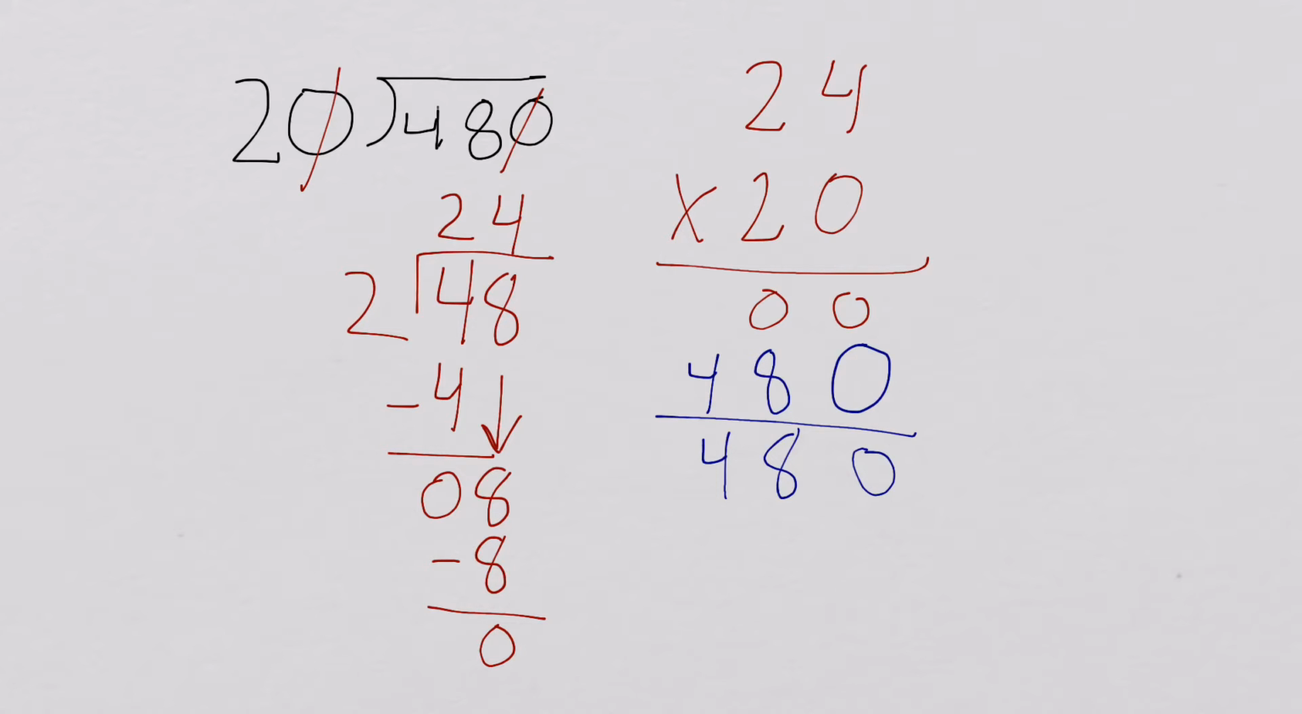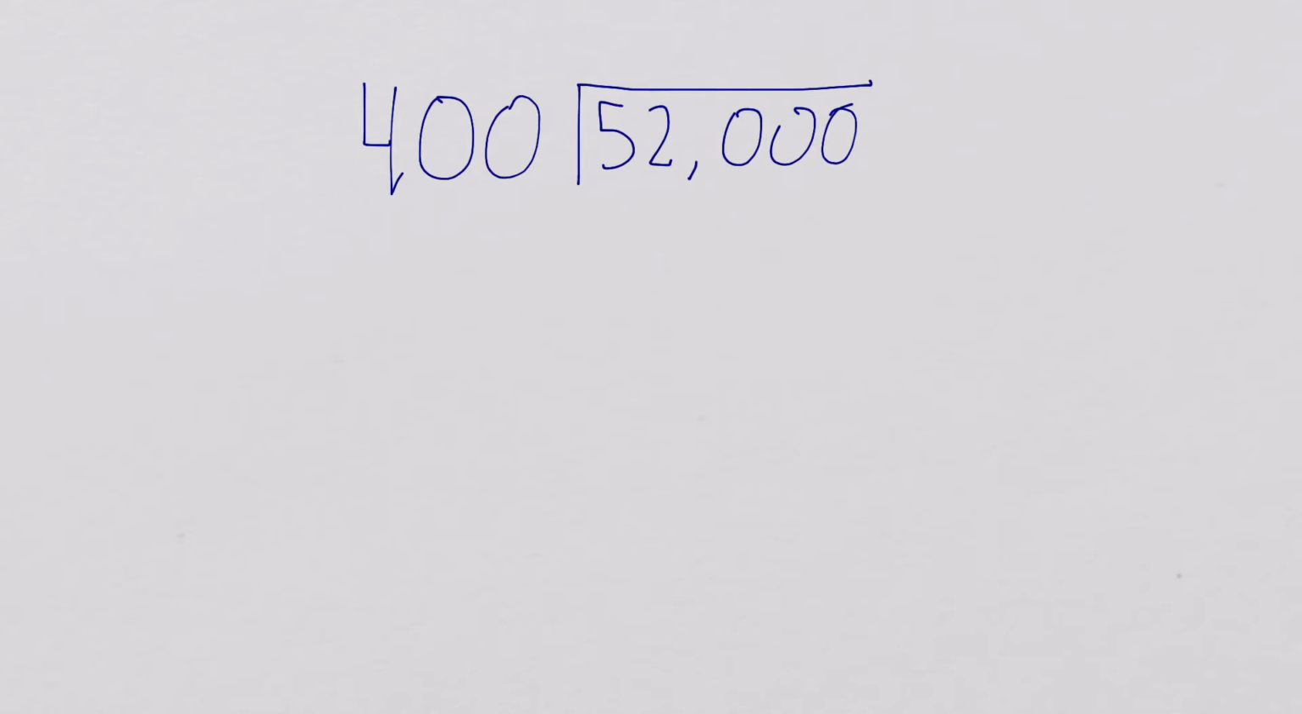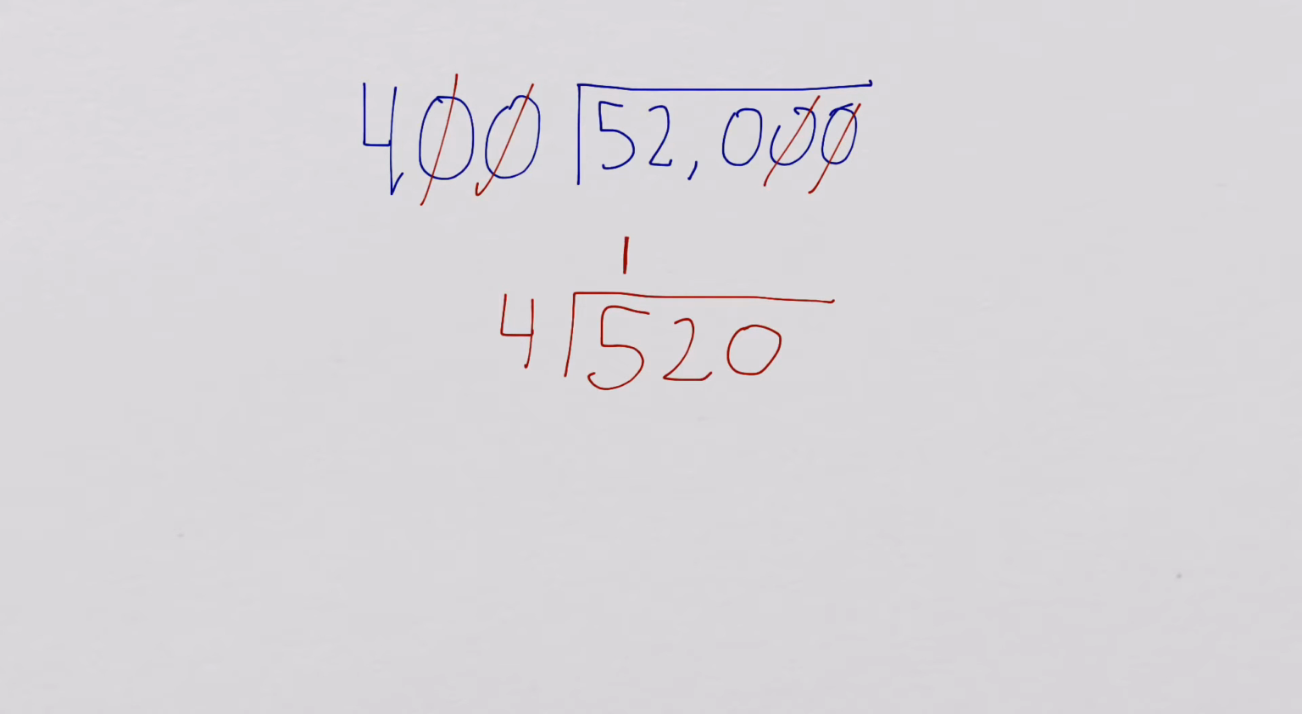Let's try a different one using this little shortcut. Here we've got 52,000 divided by 400. Well, since I have 2 zeros over here, I can get rid of 2 zeros over there. So we're actually going to end up with 520 divided by 4. Once again, just so happens we have a single-digit divisor now, which makes it a little bit simpler. So 4 goes into 5 once. We get 4 and subtract. Bring down our 2. 4 goes into 12 3 times. We get 12, subtract, and we get 0. Bring down our other 0.